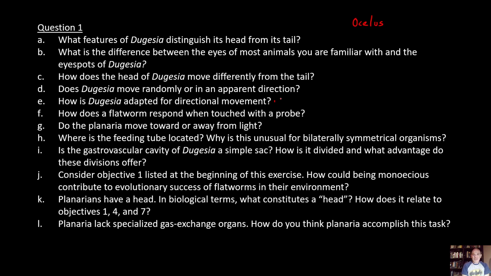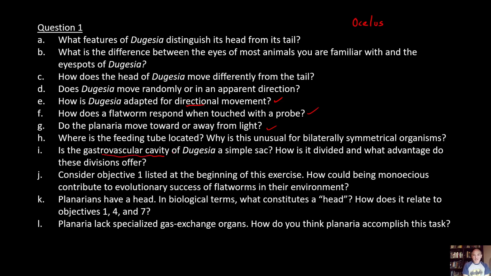And that answers that question about that. How are they adapted for that? Well, they have those sensory eye spots and the auricles, those little lobe-like structures there on the anterior, and then they have those chemoreceptors. We didn't get to touch a planaria with a probe in this video anyway, and part of the procedure asks you to look at how they respond to flashing light on them. And then where's their feeding tube located? The feeding tube is that pharynx. It's on the bottom. Are they bilaterally symmetrical?